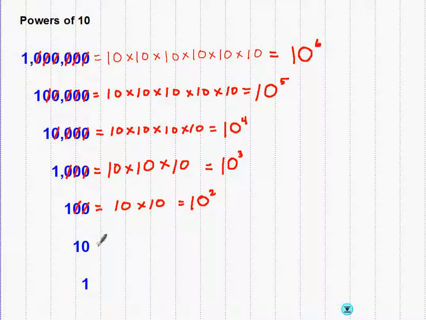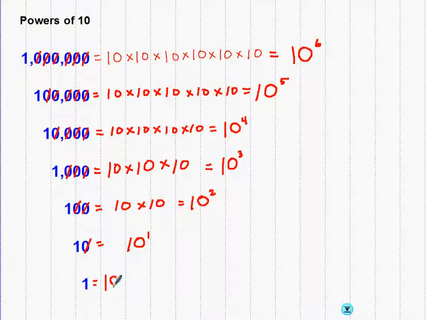All right, let's come on down here to the number 10. If we follow our pattern here, we can write 10 as 10 to the power of 1, because the number 10 only has 1 zero. And if we follow this pattern all the way down, all right, 1 is kind of a curious number, but let's just follow our pattern, stick with our pattern.